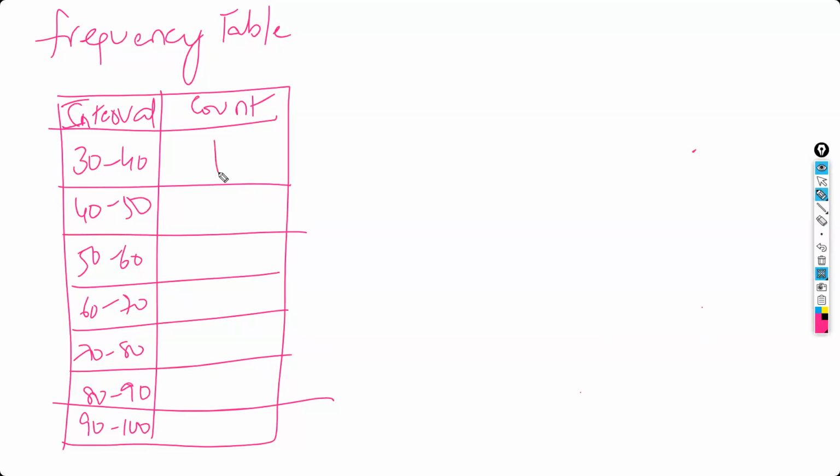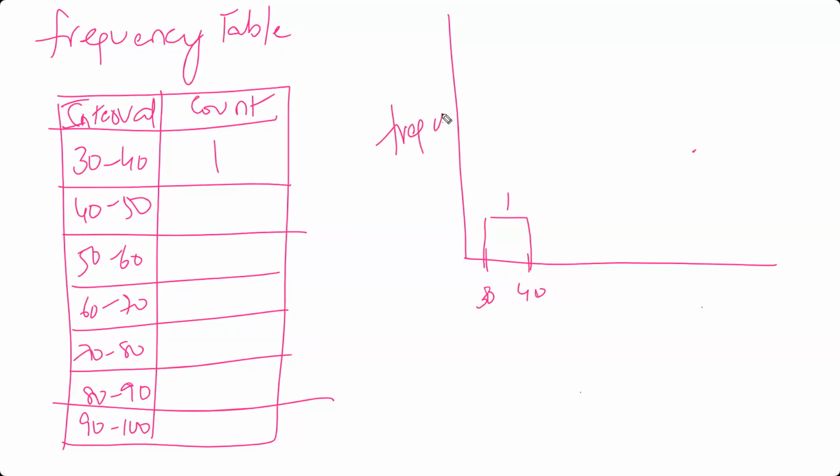Now tell me, how many are there between 30 to 40 in your example? 1. The same thing you represent here. You take 30 to 40. Same thing you write here, 30 to 40 with a height of 1. Okay, this is the frequency. On the y-axis, frequency or count. 40 to 50, how many are there? 2. So 40 to 50, 2 members.